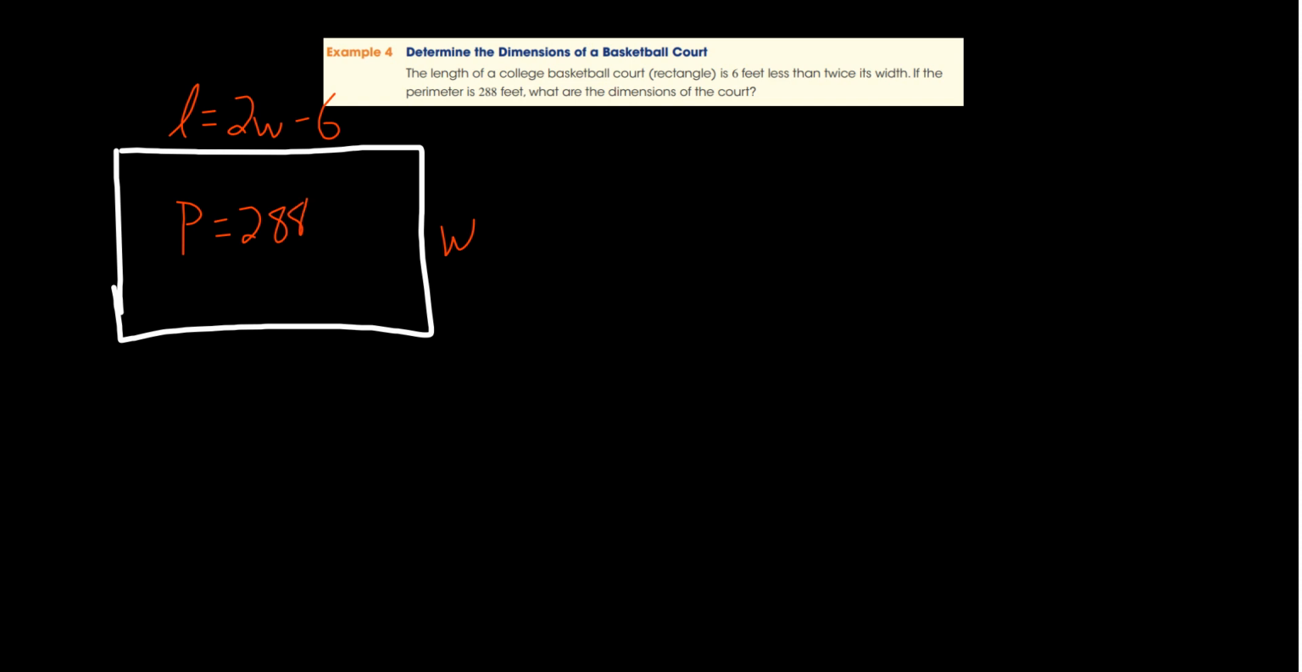All right, so it looks like we need to solve for W, right? Because that's what we don't know. So let's think about this intuitively. If the perimeter is 288 feet, that's saying all around this rectangle is 288 feet.